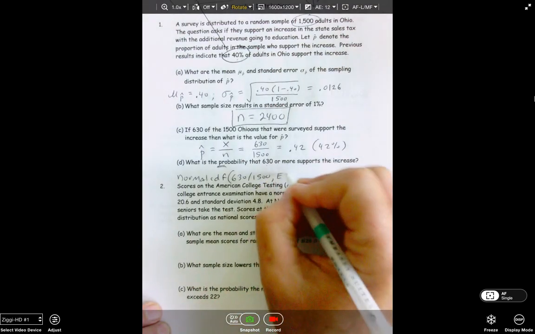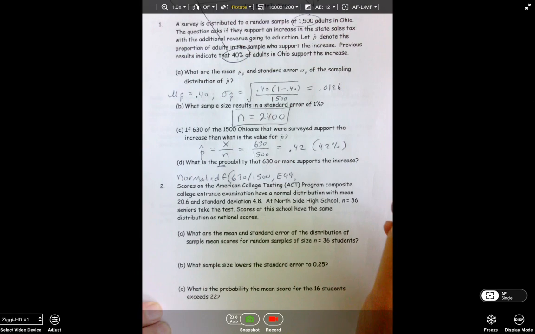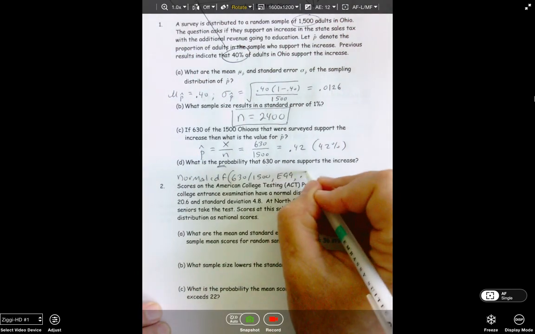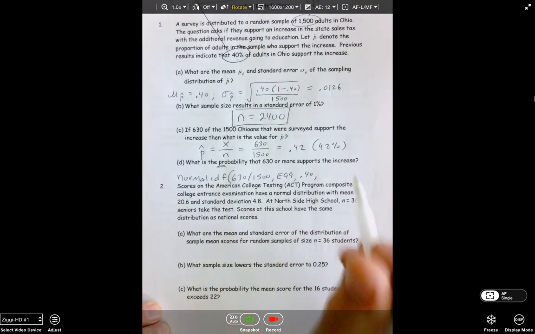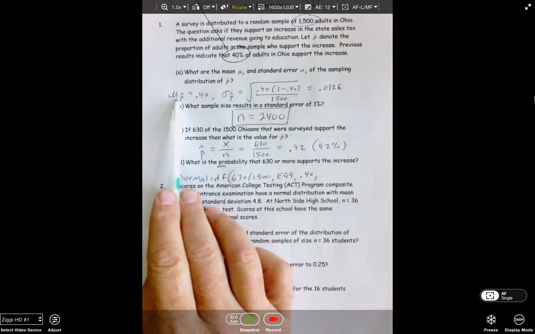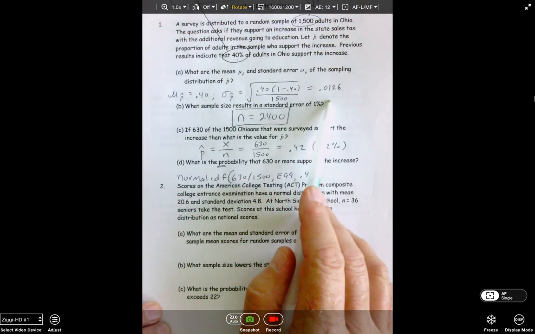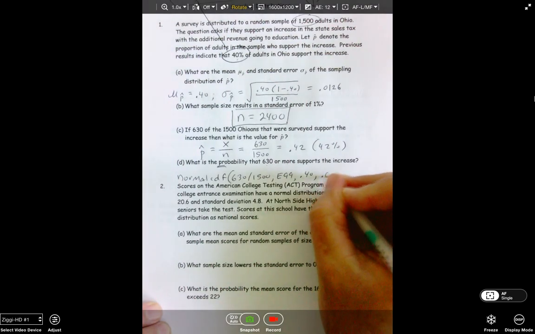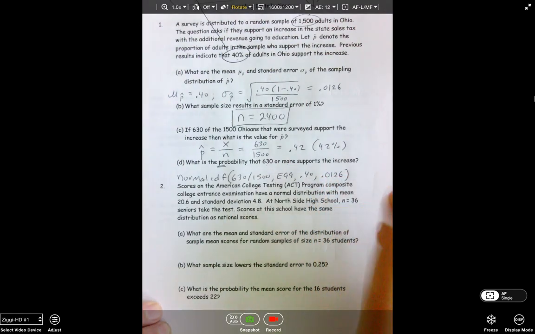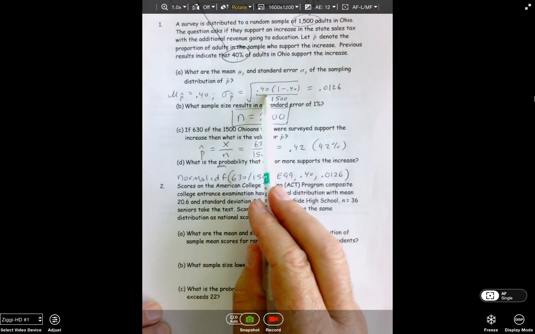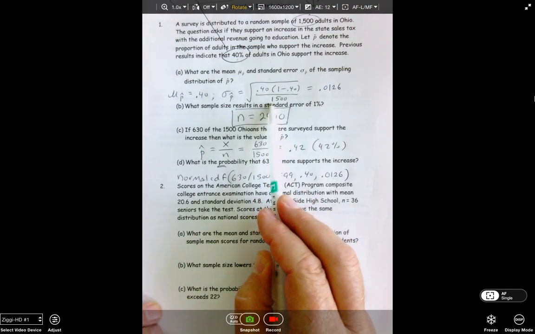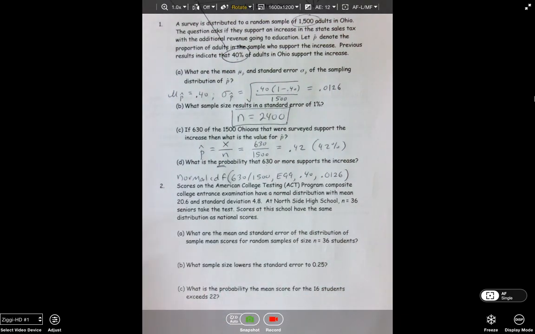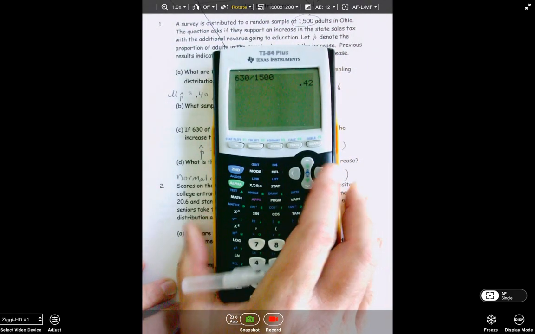So guys, or more goes up to E99. Our mean is 0.40, and our standard deviation is 0.0126. Now, guys, you can write 0.0126 if you like. That's going to be close enough usually. I don't like to do it that way. I would rather just go ahead and type 0.40 times 0.60 divided by 1,500. In fact, I'll tell you what, let's just see if it does make a difference in the calculation.